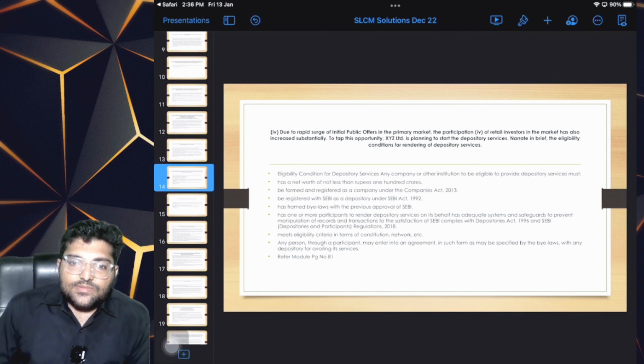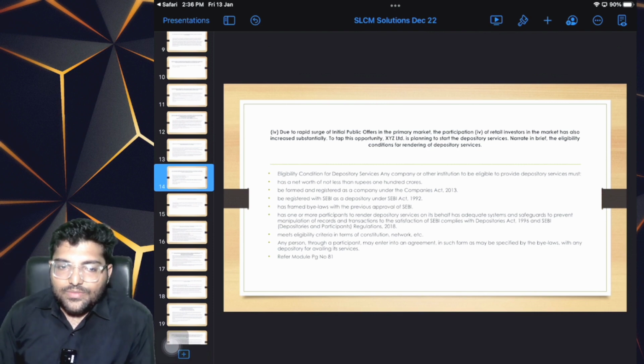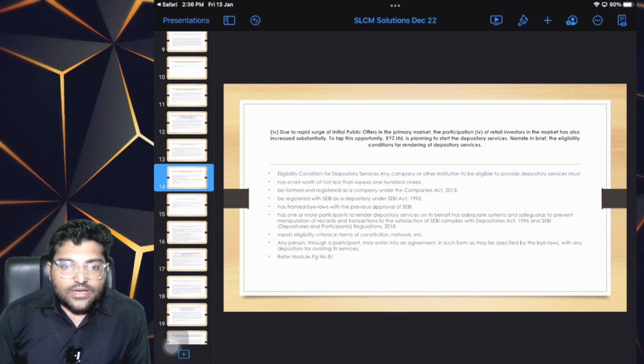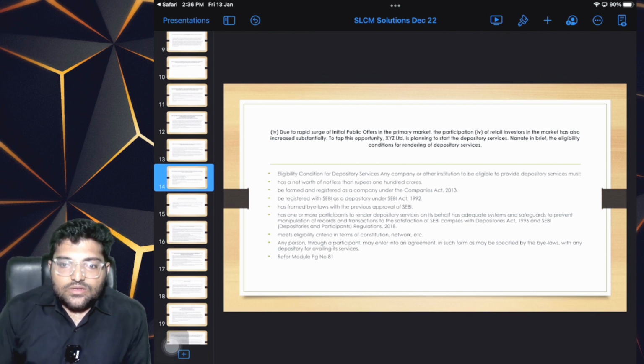Narrate in brief the eligibility conditions for rendering depository services. So if you refer to module page number 81, over here the eligibility criteria are given: a company must have a net worth of not less than rupees 100 crores and must be registered as a company under the Companies Act, and also registered with SEBI as a depository. And yes, this is also one of the direct questions which was asked from the Depositories Act.